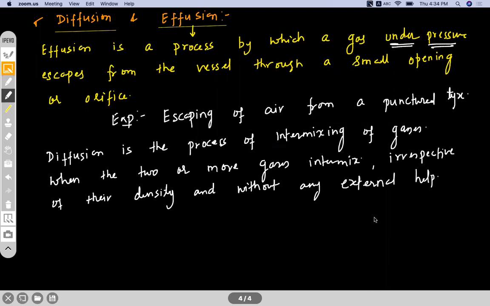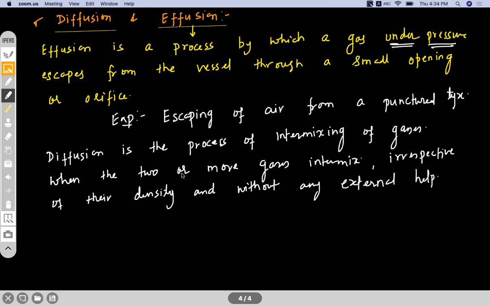When you cook something in the kitchen, right? The aroma of food that you get in the living room or your bedroom is because of diffusion, because the smell diffuses into the air particles. Right? I hope you understand the definition difference between the two things.